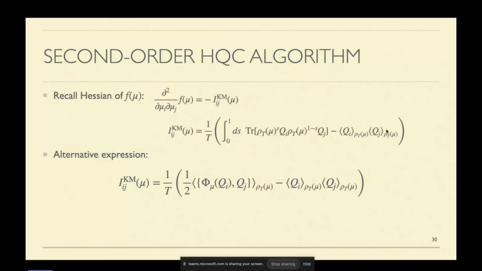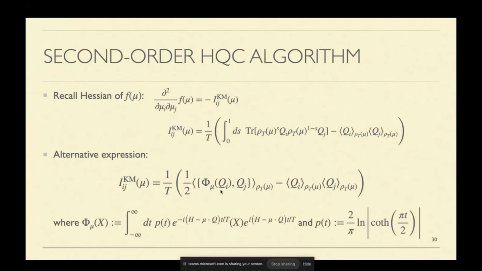The problem with this expression right here is that it's not clear how you would use this to estimate these matrix elements on a quantum computer. Whereas when we write it in this way, identifying this phi mu as a quantum channel, then we can estimate these quantities on a quantum computer. So what is this phi mu?